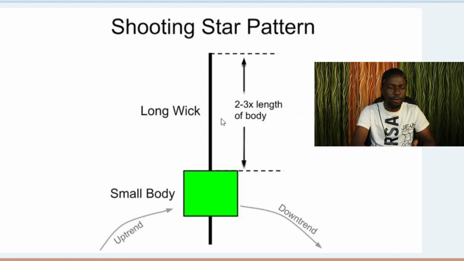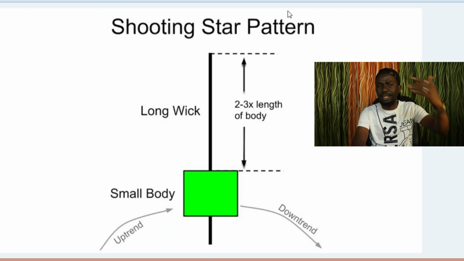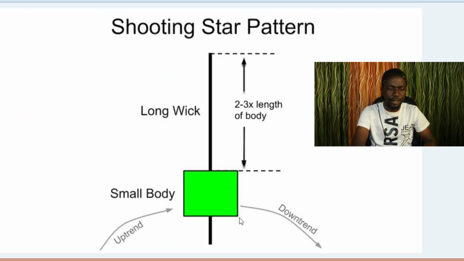So you simply wait for this shooting star candlestick to close and then you place your sell trade, and your stop loss should be above the resistance level. You must wait for the shooting star candlestick to close. Then you place your sell trade at the close of the candlestick, and then your stop loss above the resistance level. So this is how you trade a candlestick pattern.